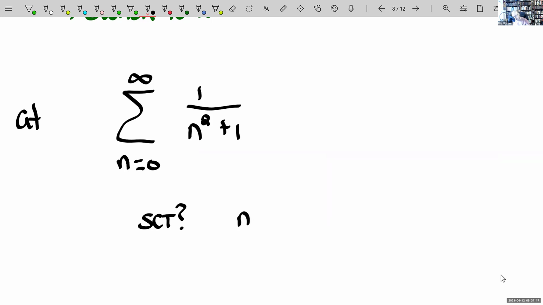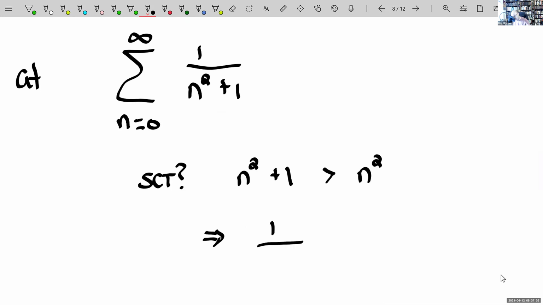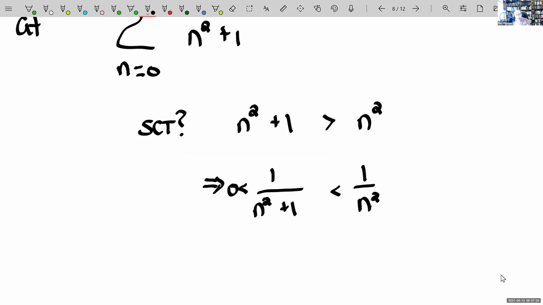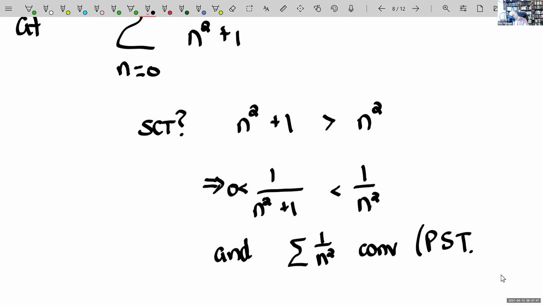Well, let's see. n squared plus 1 is greater than n squared. And therefore, 1 over n squared plus 1 is less than 1 over n squared. Yay. Oh, by the way, that's positive. So that's a great comparison. Series comparison test will work here. And the summation of 1 over n squared converges. That's the p-series test. So I was able to actually use that elusive p-series test. You could also do this with a limit comparison test.